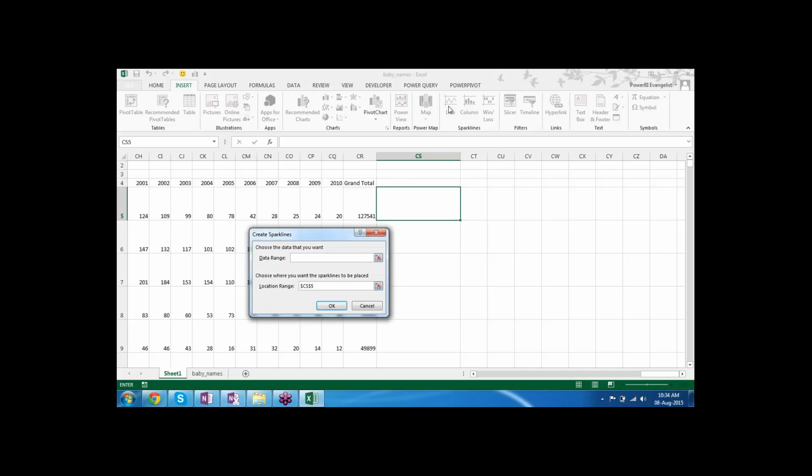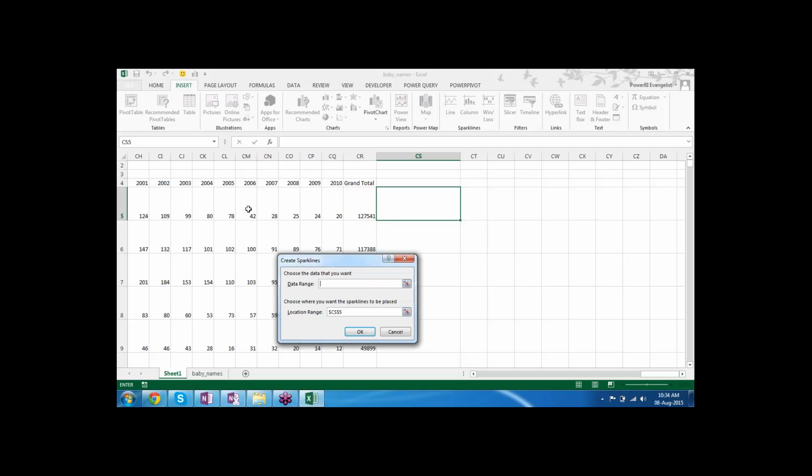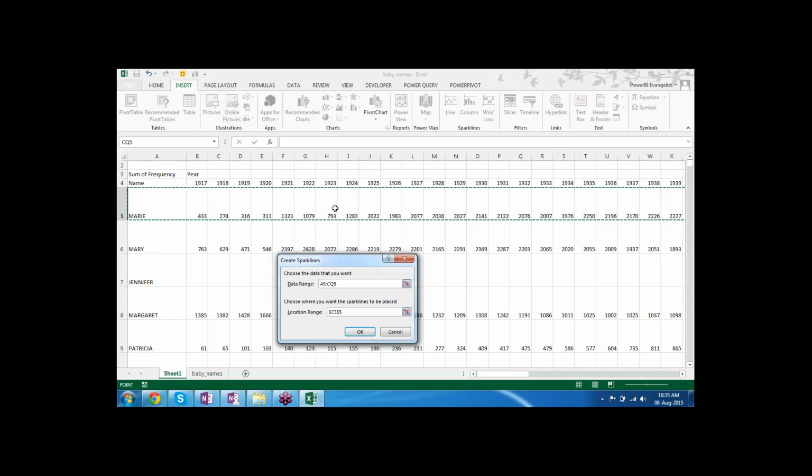Data range is actually from this area. It is asking for data range and location range. Location range it has already taken, wherever we had kept the cursor. Data range it is asking for. The data range is from this part, and if you press Control Shift and left arrow, it will select the entire data, and then you press Shift and right arrow. Our objective is to take only the data part, not the name and not the grand total, because it will skew the data.